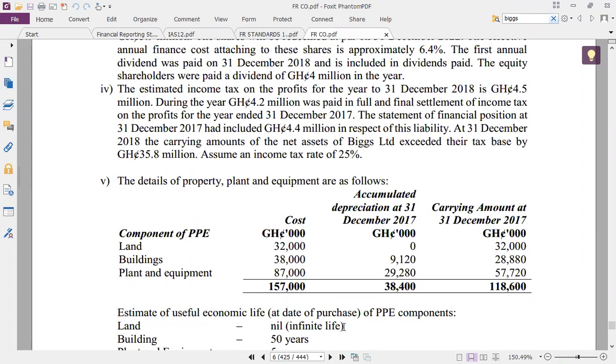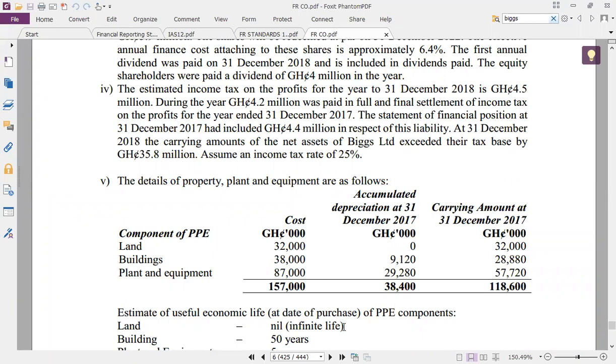Okay, so they are saying that the estimated income tax on profit for the year ended 31 December 2018 is 4.5 million. So that's the current year tax, so you put it down, current year tax. During the year, 4.2 million was paid in full and final settlement of income tax on profits for the year ended 31 December 2017. Good.